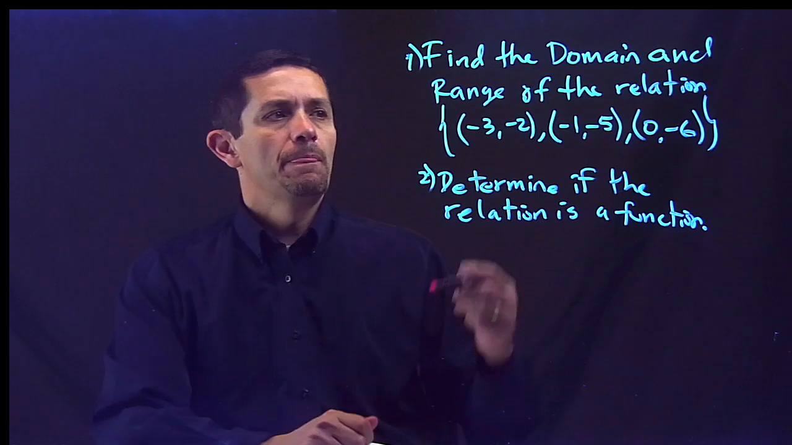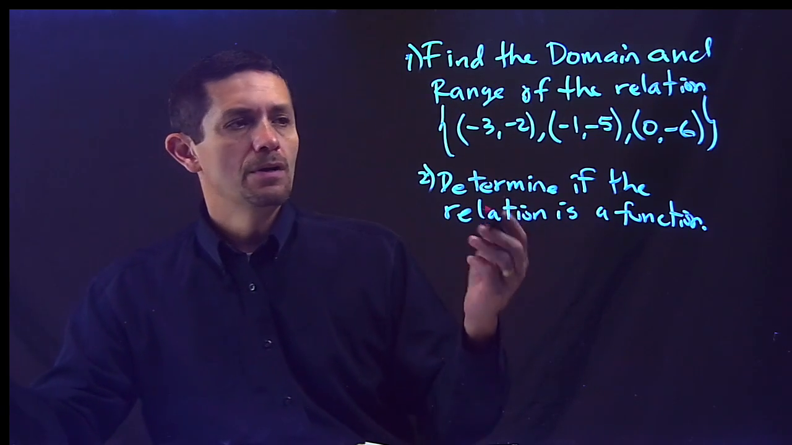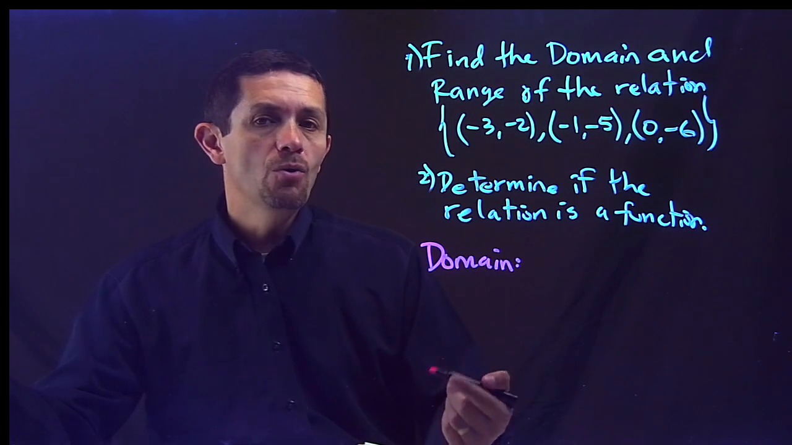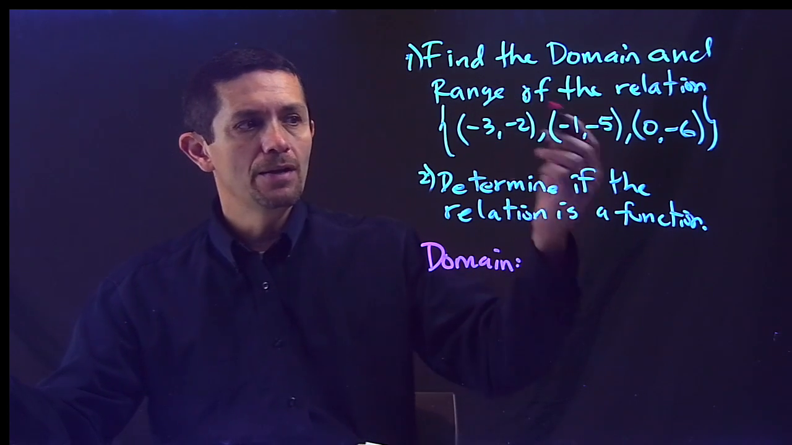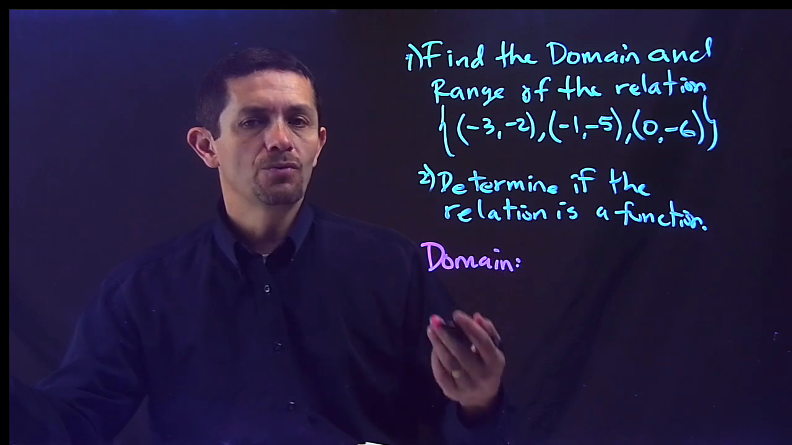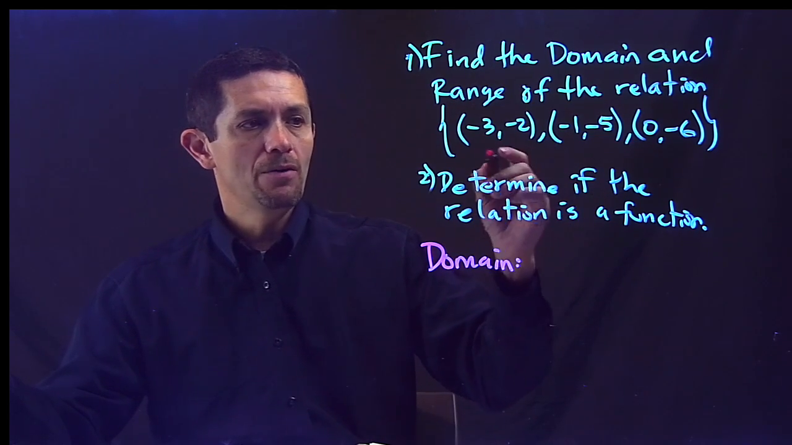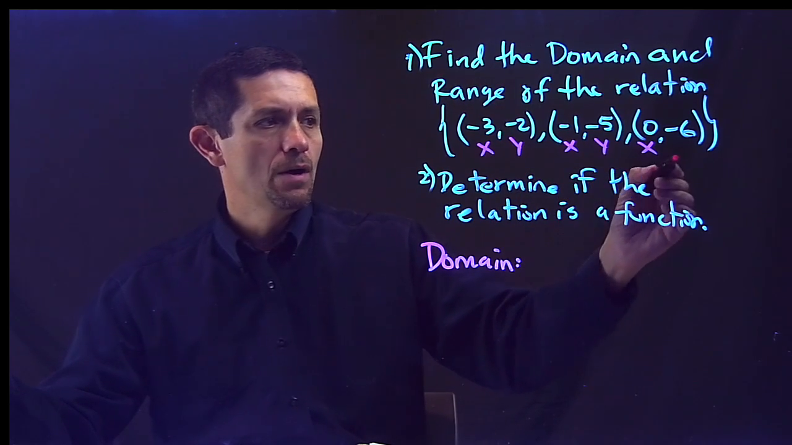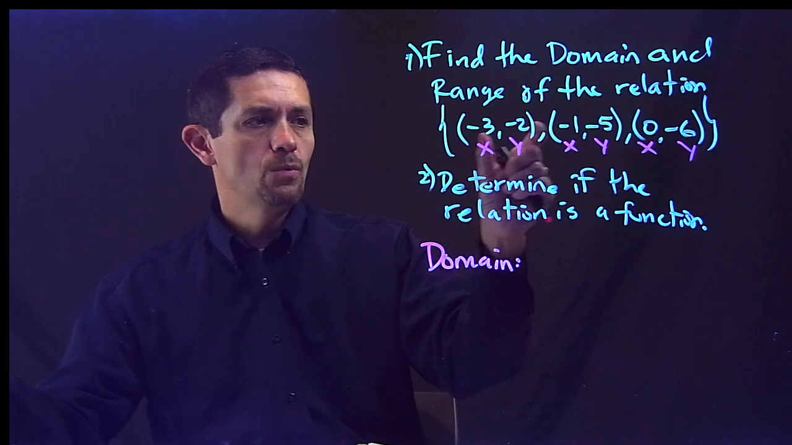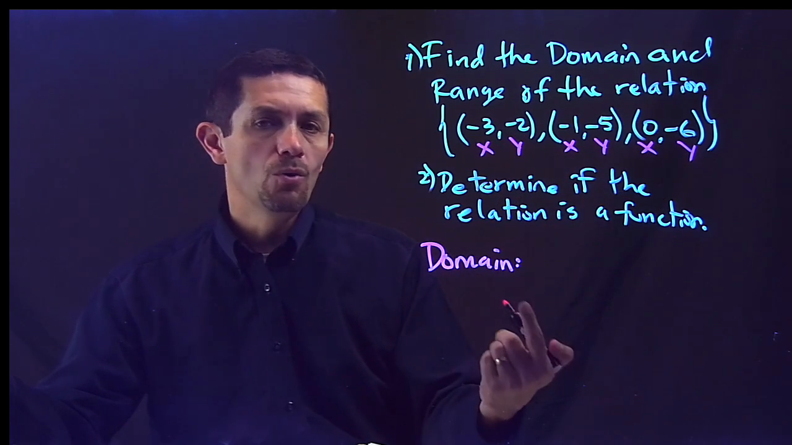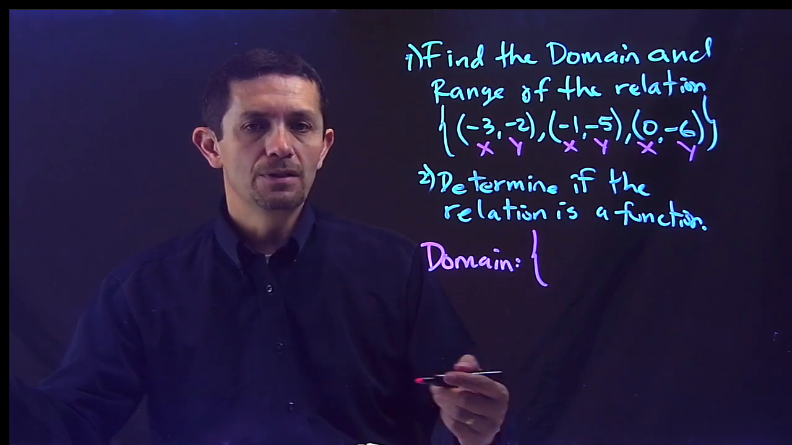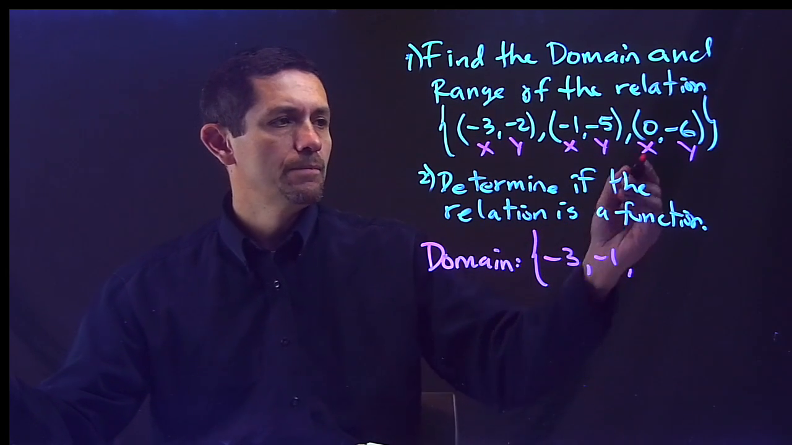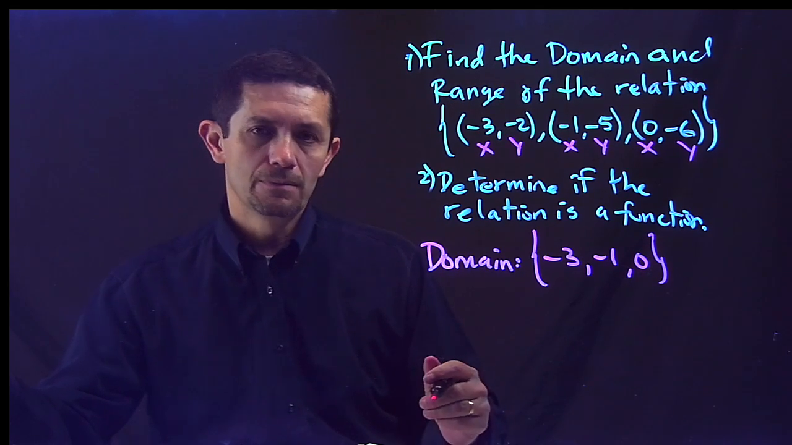So domain and range. First of all, my domain are all the values of x. Domain of any relation, of any function, is all the values of x. So I have an ordered pair. I know this is x, this is x, this is x. The second value is y, y, and y, right? X, y, x, y, x, y. So my domain are all the values of x. So I just need to list all the values of x. The first value is -3, -1, 0. Done. That's your domain.